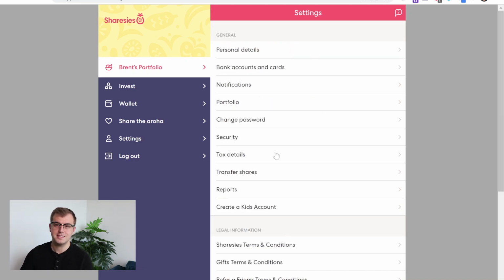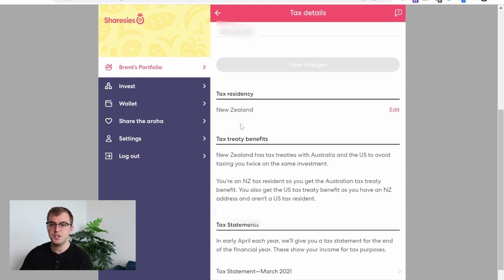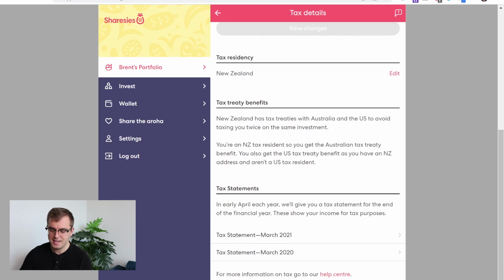We can also change our tax details here. One of the main ones here is your prescribed investor rate. For me, it's at 28%. However, if you don't know, Sharesies offer something here around just answering some questions, and that'll estimate your PIR rate. You'll also put your IRD number in here, as Sharesies pay tax on your behalf in most cases, and change your tax residency if that ever were to change. Now, if you have a tax accountant, there's also the option here around tax statements, so you can download those if that's something that you require.